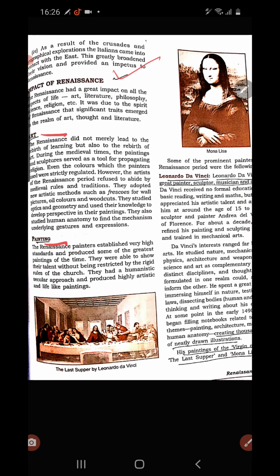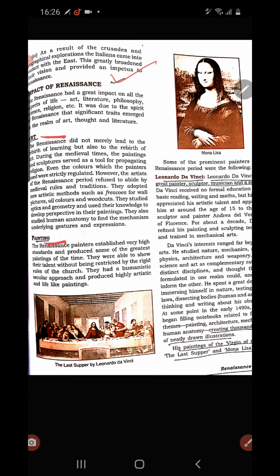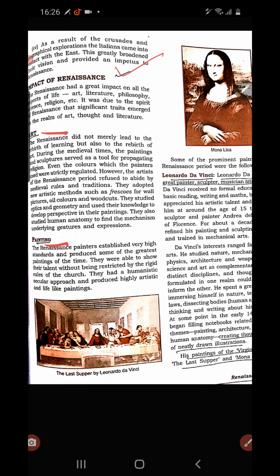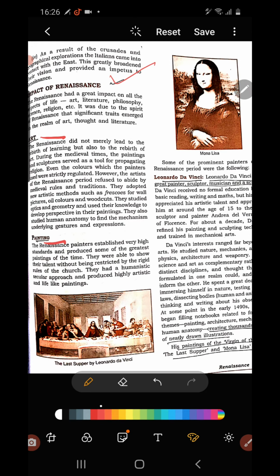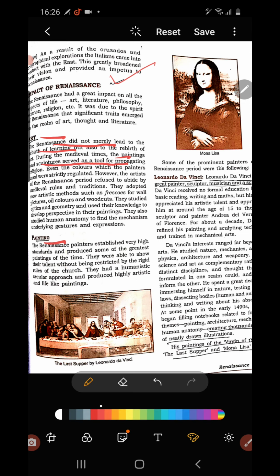Earlier the church restricted many things, even the usage of certain colors, and what kind of illustration, that means what kind of picture you need to make. Only events from the religious books were allowed, but now that is not the condition, it totally changed. They came out with free ideas. So Renaissance did not merely lead to the rebirth of learning, but during this time painting and sculpture served as a tool for propagating religion. Sculpture means image making, not only painting, image making.